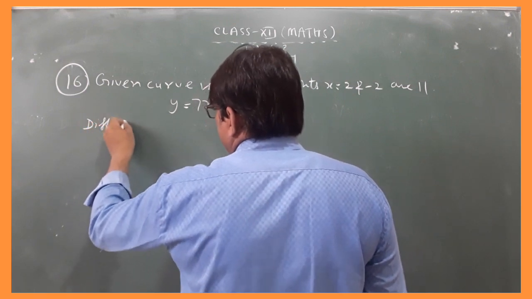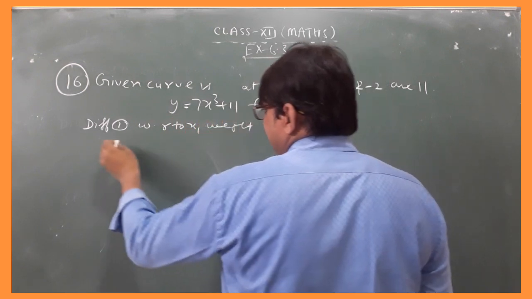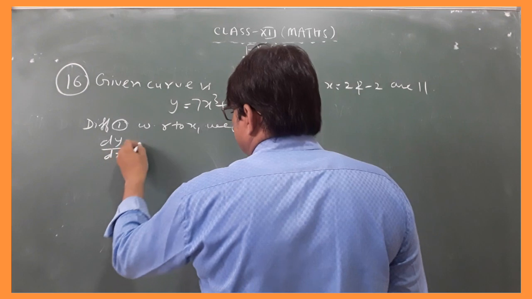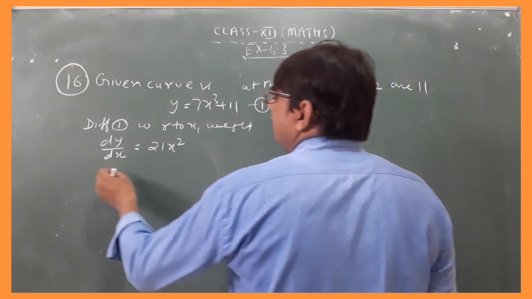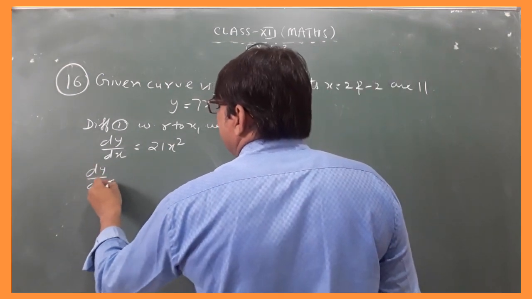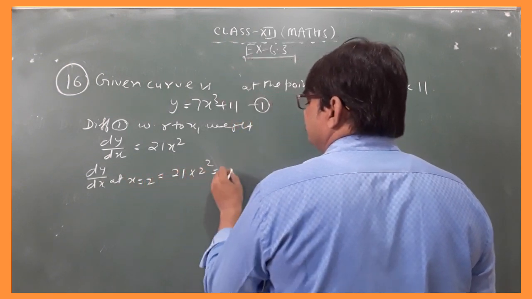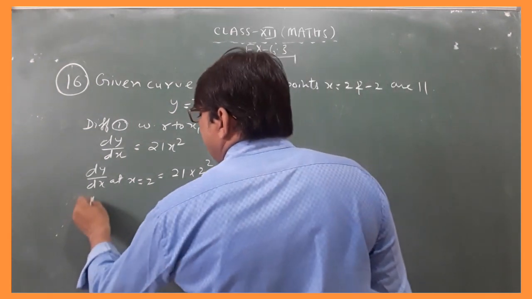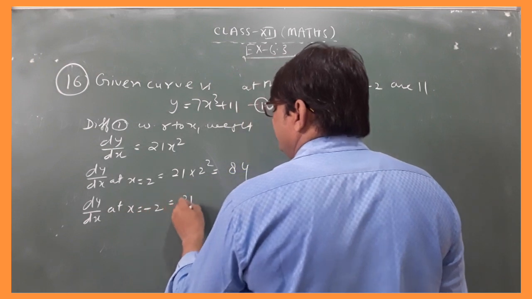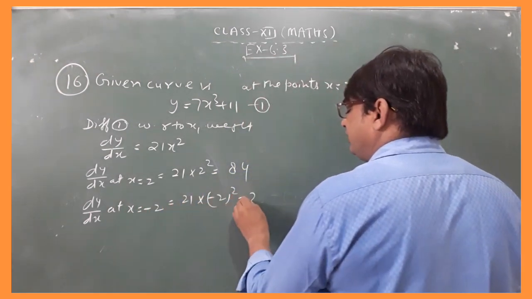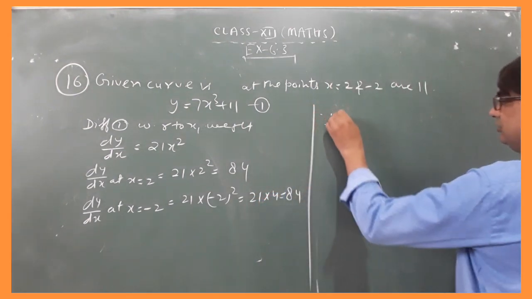Differentiating with respect to x, we get dy by dx is equal to 21x square. And dy dx at x is equal to 2 is equal to 21 into 2 square is equal to 84. And dy dx at x is equal to minus 2, 21 into minus 2 का whole square is equal to 21 into 4 is equal to 84.